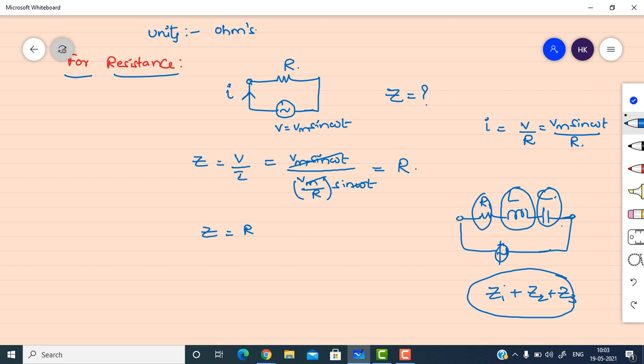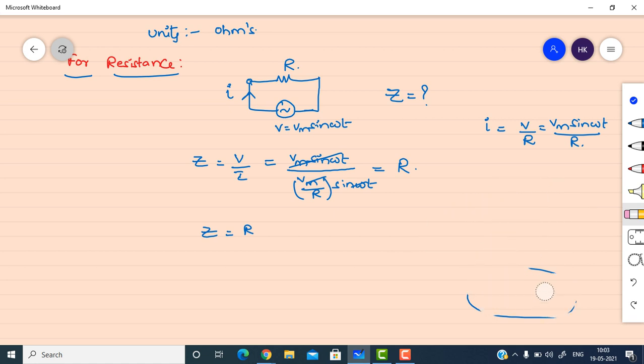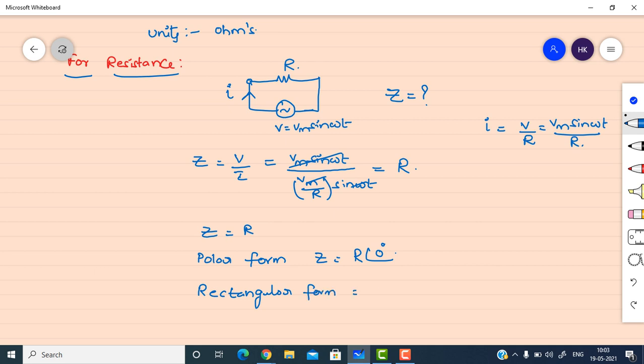Further, we are finding the impedance for each basic circuit element. So for the resistor, the impedance is R only. And this impedance we can represent either in polar form or rectangular form. Suppose in case of polar form, Z is equal to R at an angle 0. In rectangular form, R plus j0. There is no phase angle difference between the voltage and current. That's why here 0 degrees.